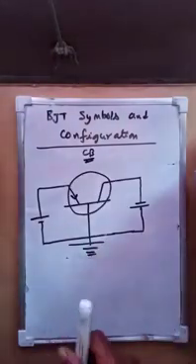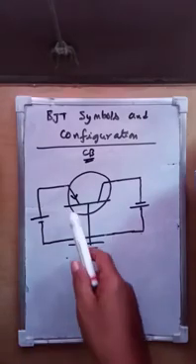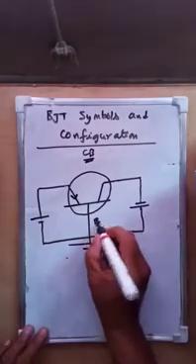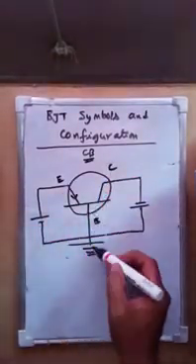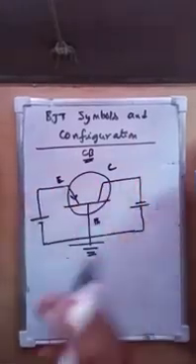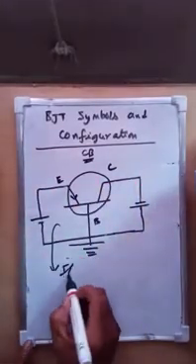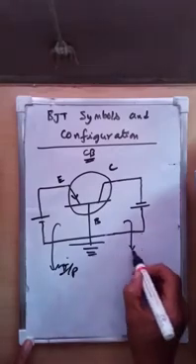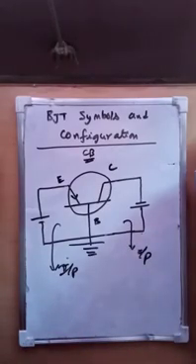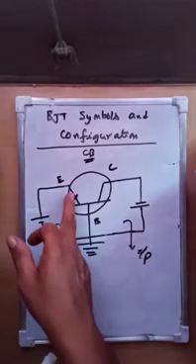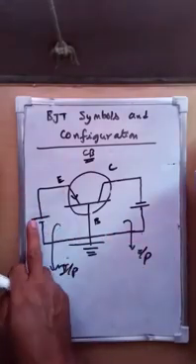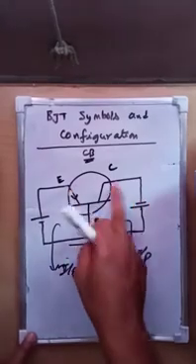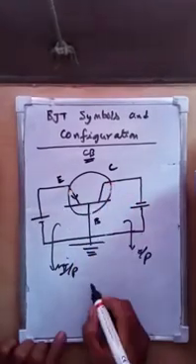And coming to the different types of configurations, here this is the base, emitter and collector. Since the base is common for both this part and this part, this part is called the input port and this part is called the output port. Since it is common, it is a common base configuration, and this is the PNP type mode of common base configuration. Positive voltage is given to the P side and negative voltage is given to the N side. This is what is called the active region.